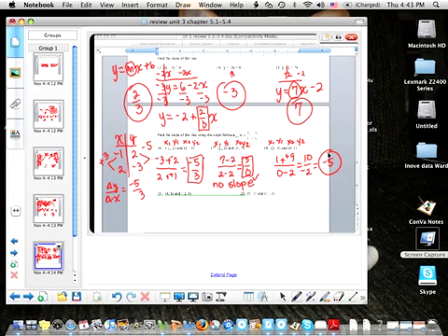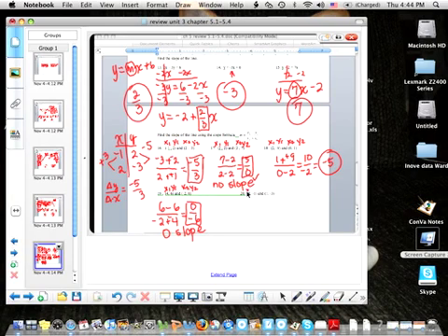For number 19, again, plug everything in. I've got x1, y1, x2, y2. If I have 6 minus 6 on top, and I have negative 2 minus 4 on bottom, that gives me 0 over negative 6, which is 0 slope. If you have 0 on the top, that is 0 slope. If you have 0 on the bottom, that would be no slope.